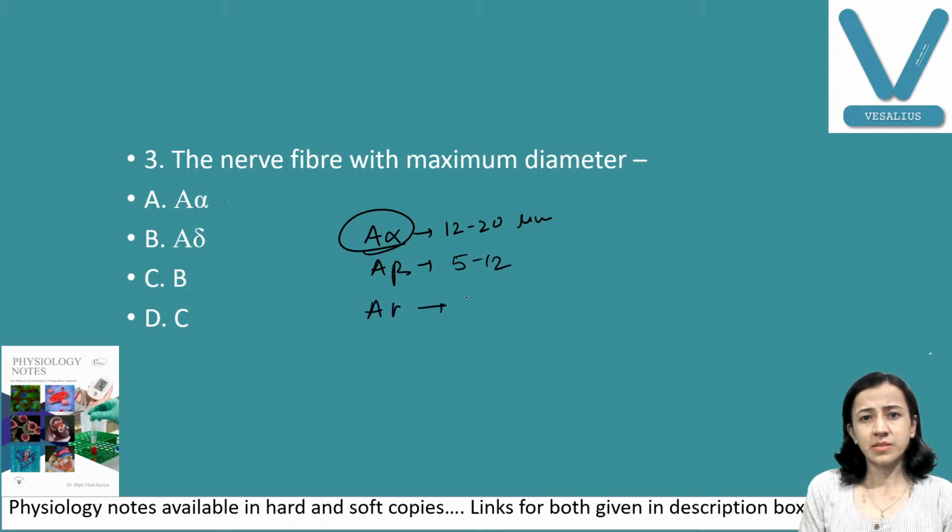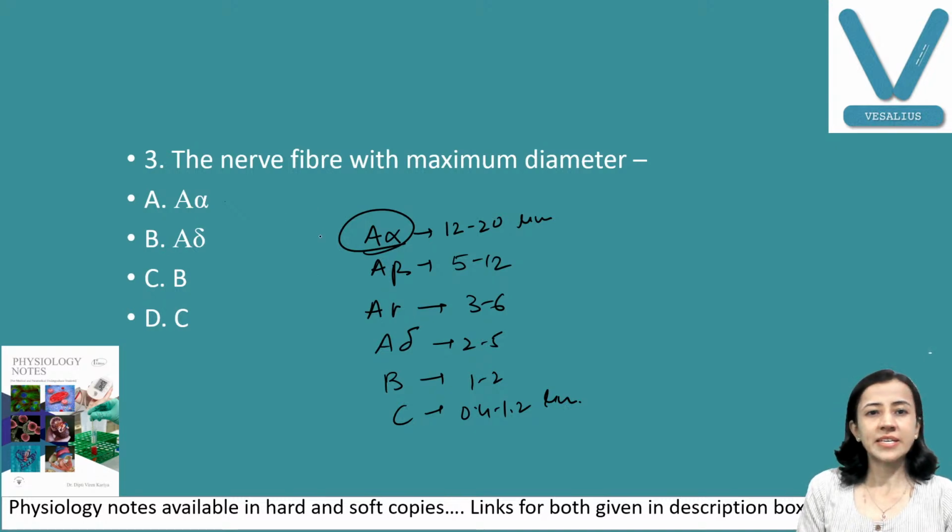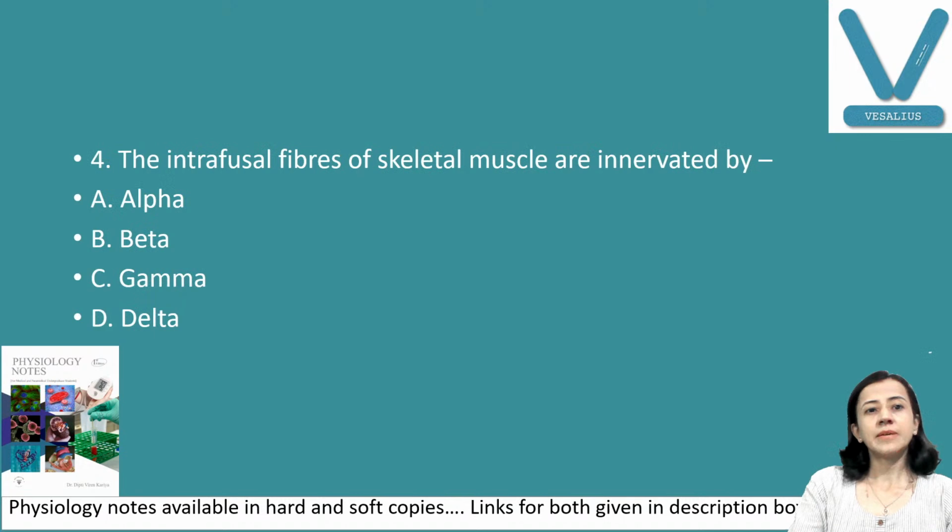A gamma, 3 to 6. A delta, 2 to 5. B, 1 to 2. And C, 0.4 to 1.2 micrometer diameter. So the highest diameter is A alpha. Fine. Then intrafusal fibers are innervated by this.